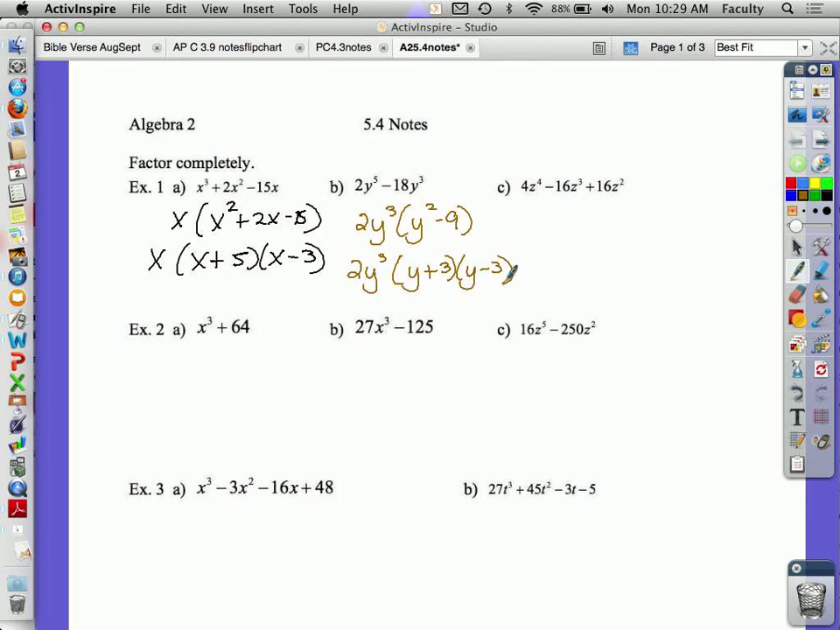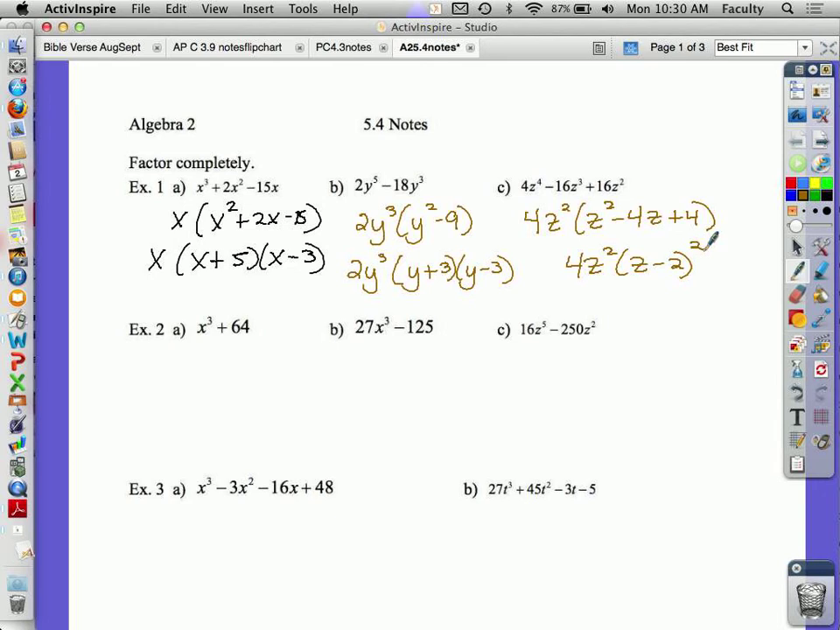All right, letter C. What is the GCF here? 4z squared. So we're going to pull out a 4z squared, and I'll get z squared minus 4z plus 4. So look at your blue factoring sheet, and what does it say to try first with 3 terms? Perfect square trinomial. Don't forget that, because that can make your life a whole lot easier. So that is a perfect square trinomial.